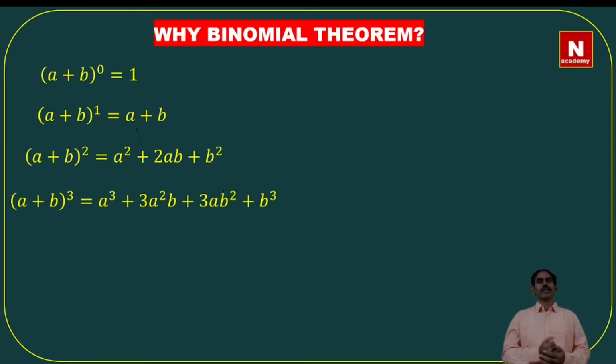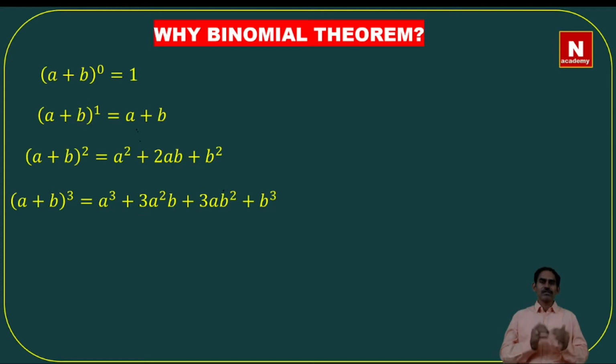If you want to write, for example, (a plus b) whole power 4, we can't write it directly. Actually, how do we find (a plus b) power 4? By multiplying (a plus b) whole square into (a plus b) whole square, which will take a lot of time. Similarly, if you want to find (a plus b) power 5, (a plus b) power 6, or (a plus b) power 10, we can't expand them directly. When the index is increasing, expansion becomes difficult.